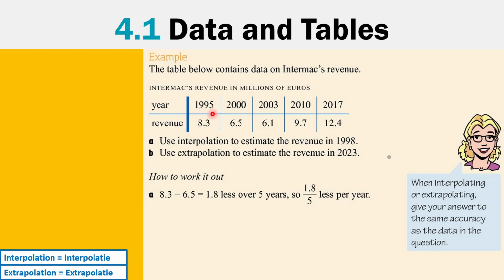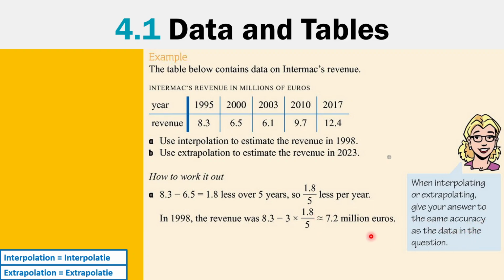I am 3 years in the future, from 1995 to 1998. So what I would do is I take the starting revenue that I had in 1995, and this time you would subtract because we're going down, right? So then you subtract 3 times what you would do per year. 3, because from 1995 to 1998 is 3 years. So minus 3 times 1.8 over 5. And then you round: approximately 7.2 million euros.